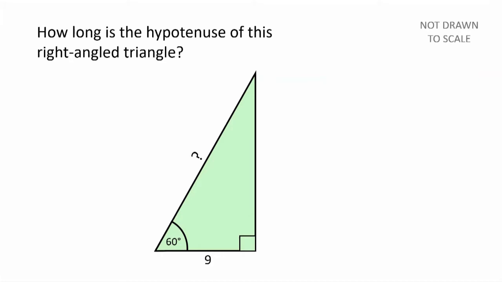And we can see that the adjacent is 9. So how long would the hypotenuse be? Well, the hypotenuse will be 18 because the adjacent is always half of the hypotenuse for right angle triangles that have an angle of 60. That's trigonometry. We've used that fact that we know about the ratio of the adjacent and the hypotenuse to solve a problem.